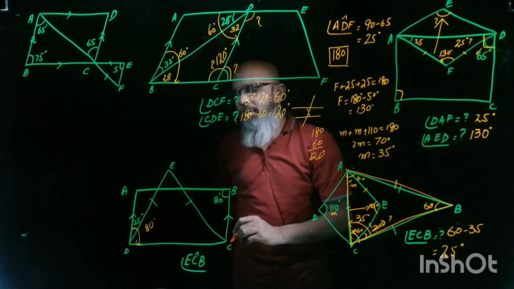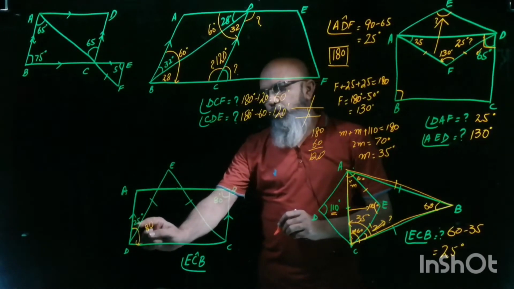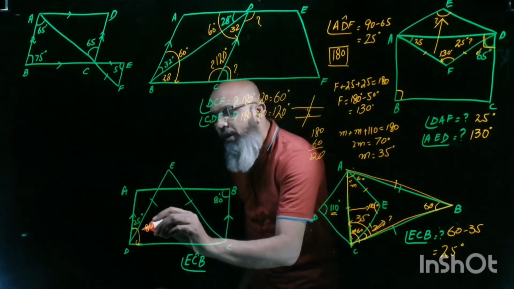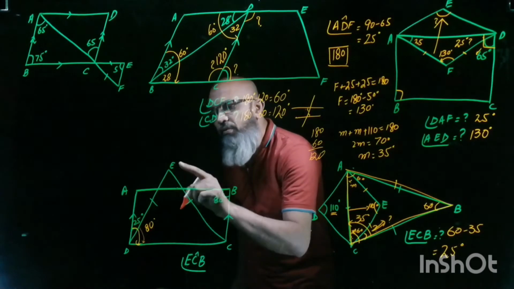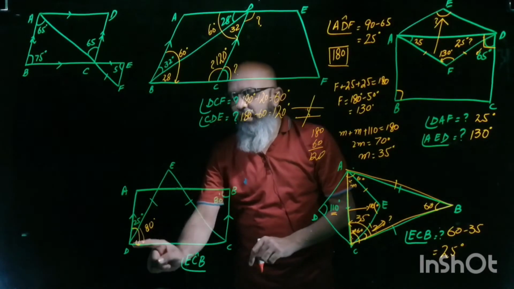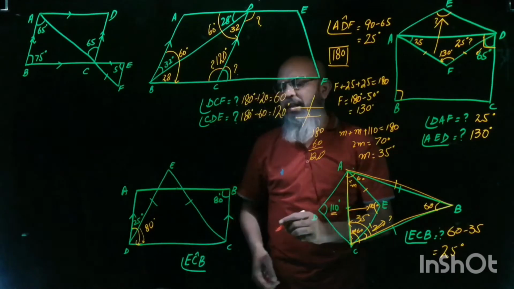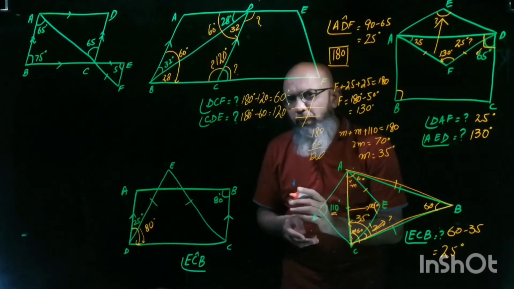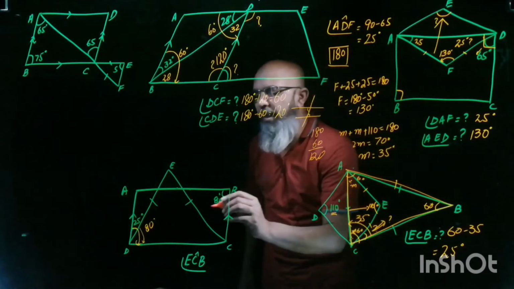Right? So this portion is of 25 degrees. So what will be the remaining portion? We are finding angle EDC. So what will be that angle? We will subtract 25 from 80. So what we get? We get 55.